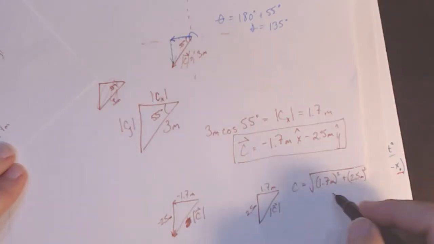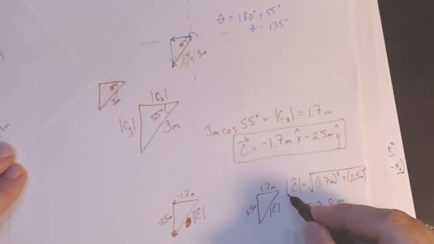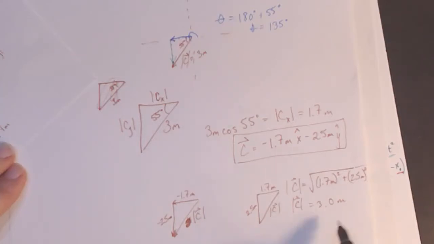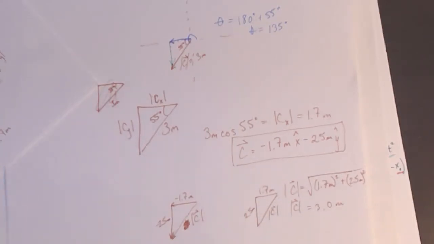And I do. So if I do this calculation on my calculator, I get 3.0 meters. Is the length of my vector C. So I have part of my polar vector now. And you don't have to worry about this one. You can just plug it in and solve always using Pythagorean theorem.